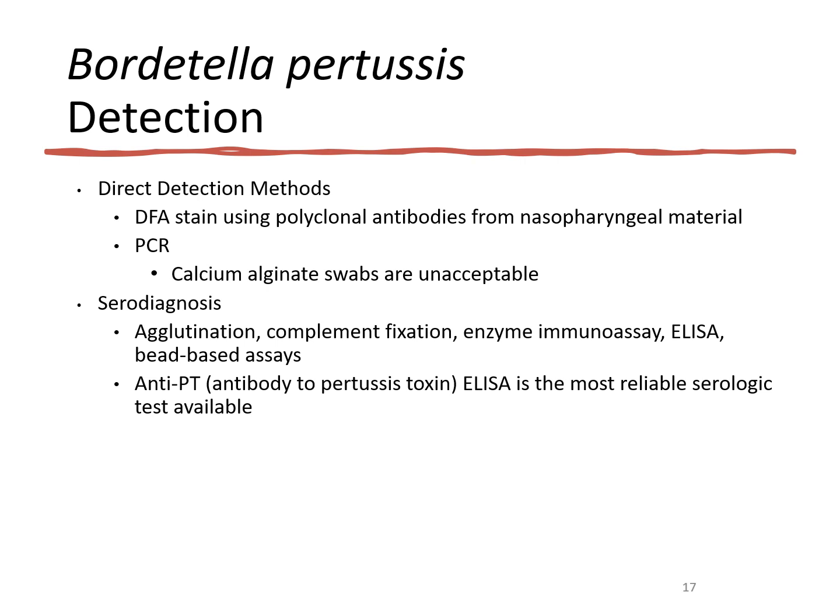It is detected through a direct detection method, so something like fluorescent staining, where you're looking for the actual antibodies from the nasopharyngeal material, or through PCR testing. And you can also do serodiagnostics, so some of the different tests that are looking for the antigen-antibody relationship can also be used to help diagnose this particular organism.